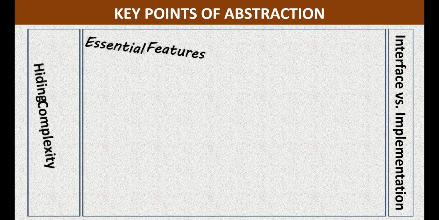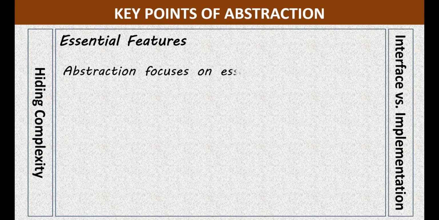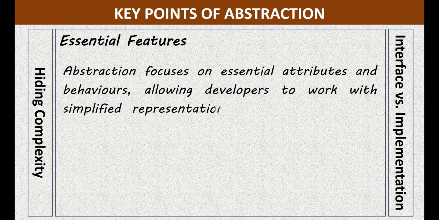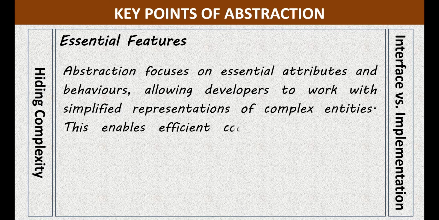Second concept is essential features. Abstraction focuses on essential attributes and behaviors, allowing developers to work with simplified representations of complex entities. This enables efficient code management and development.